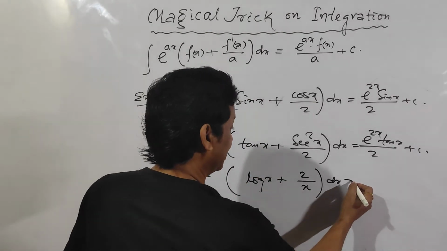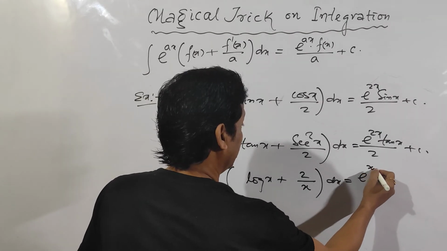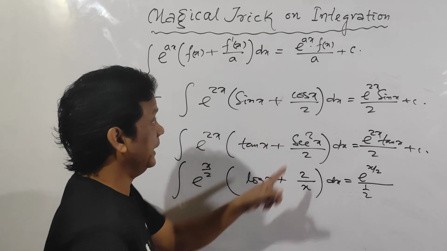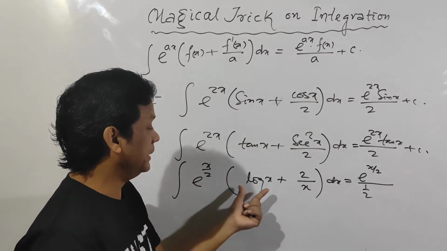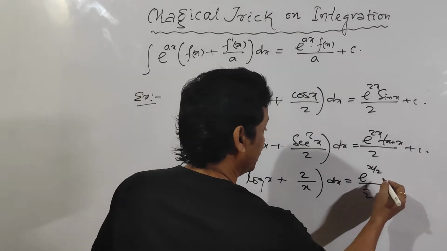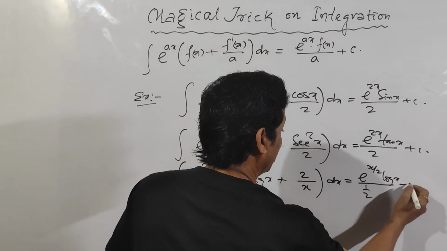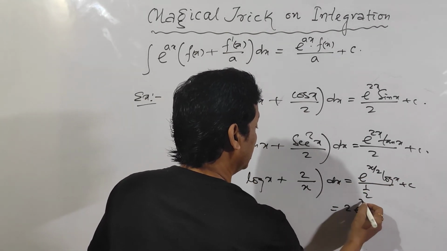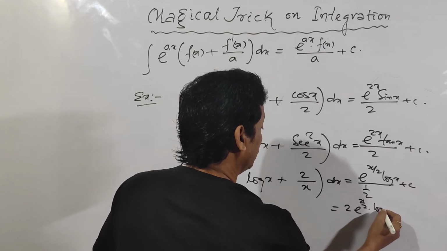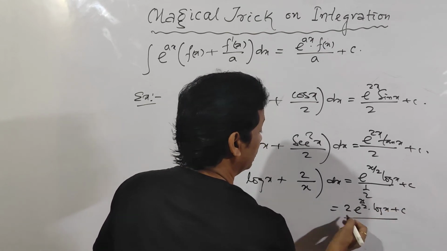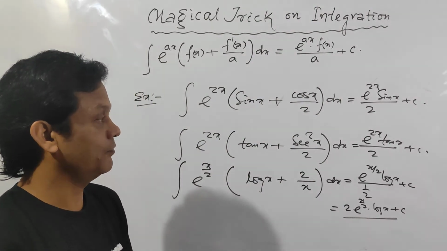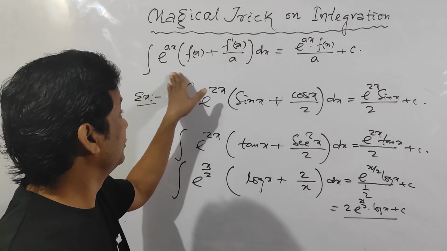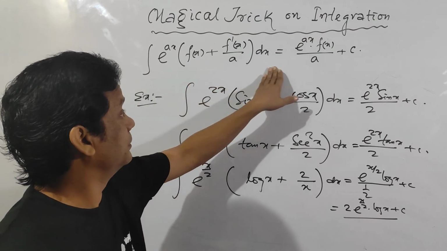So what is the answer? E to the power x by 2 divided by 1 by 2, as a is 1 by 2. Then f is log x, so into log x plus c, and this 2 will go to the numerator. 2 into e to the power x by 2 into log x plus c. So this is your answer. Okay, now we can do the problems on this formula.